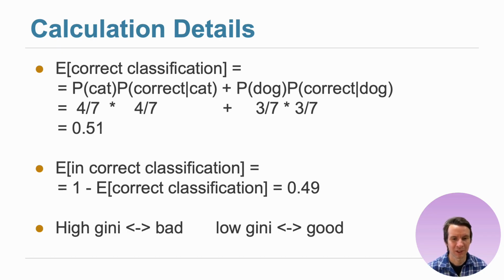And the chance of an incorrect answer is 1 minus the chance of a correct answer. But this is good to remember: if you have a high Gini, that's bad. Low Gini, then it's good. So you want to have a low Gini.